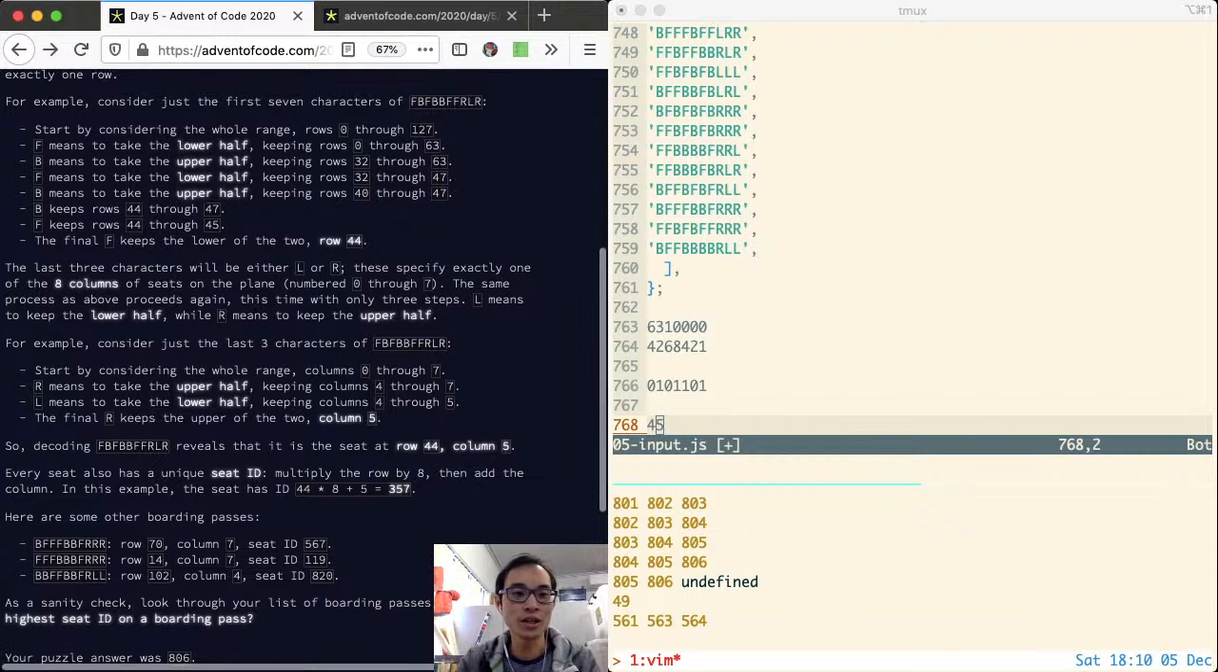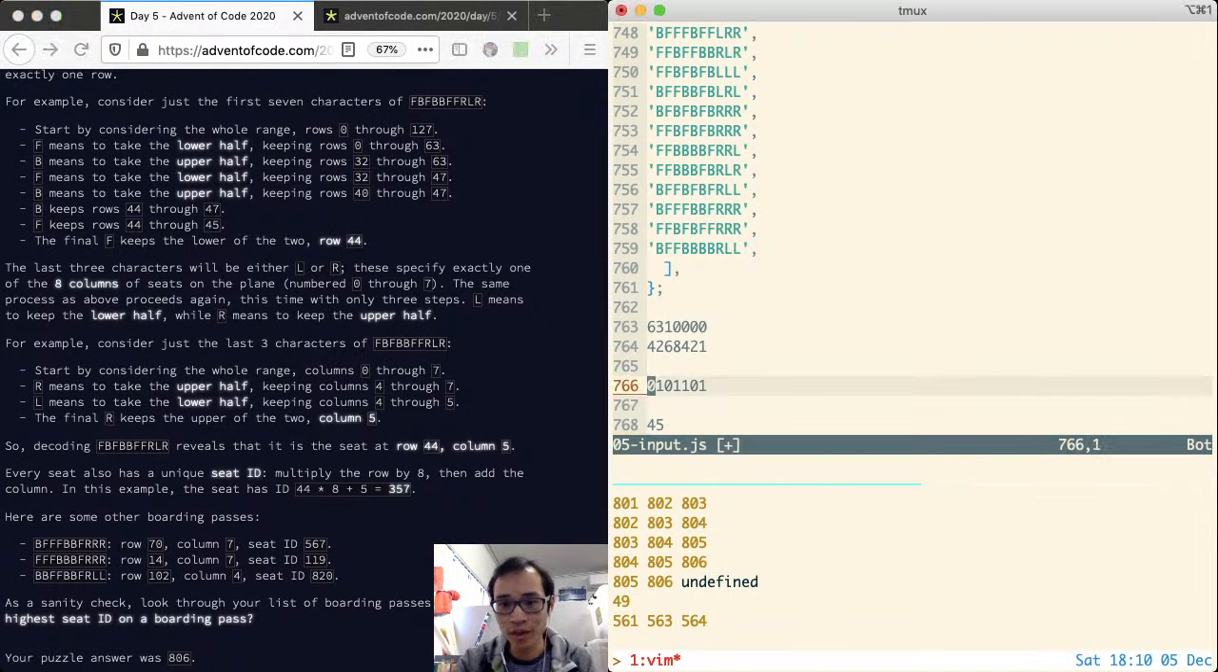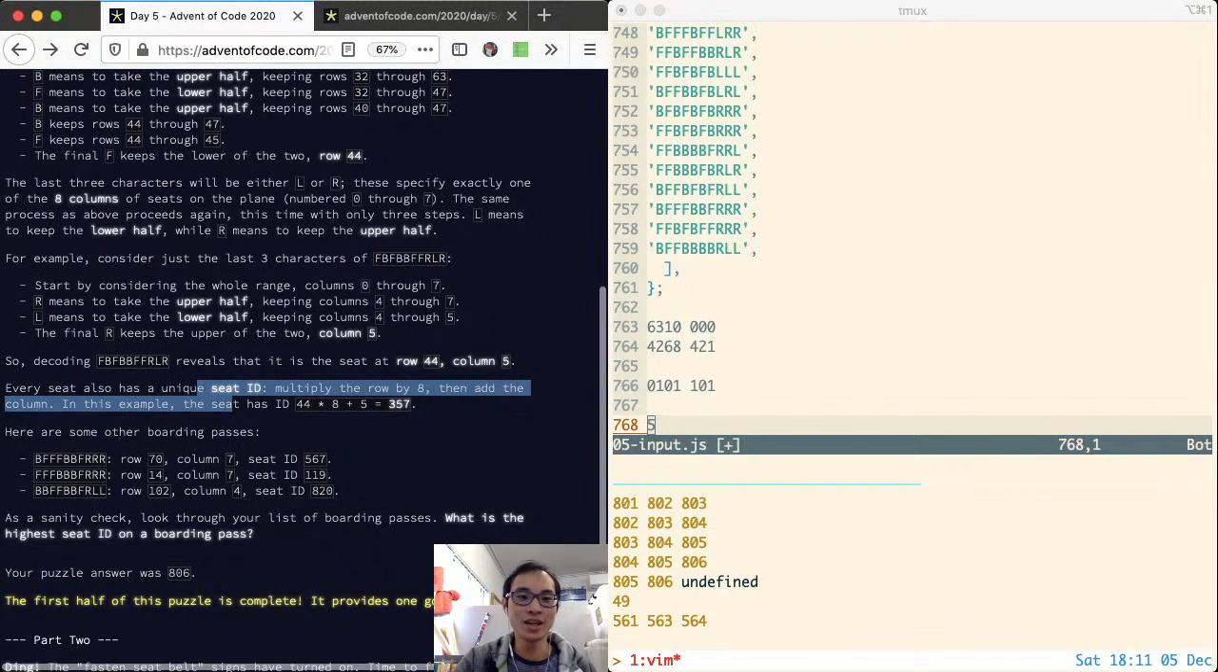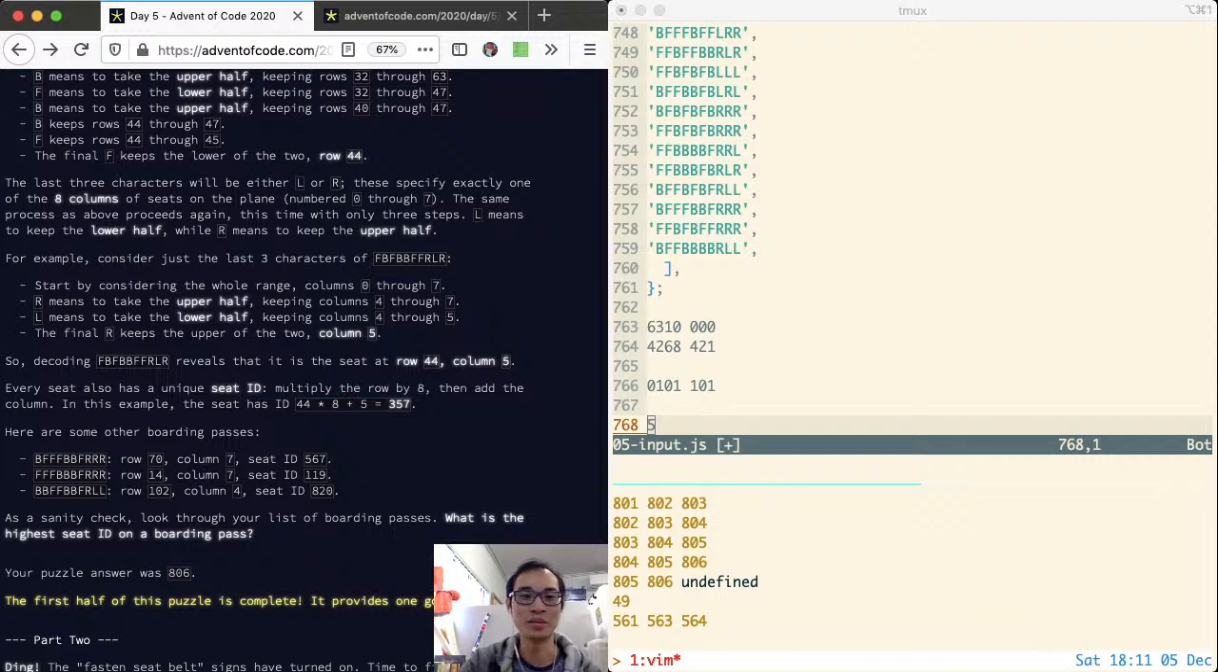If you read on, it says the same thing happens for the column, and that's pretty straightforward. The column is just R, L, R in this case. R means the upper half, so R's are ones and L's are zeros. So you can see that 1, 0, 1 in binary is 4 plus 1, which is 5. And so that's the column. Now the trick here is that it says the unique seat ID is you multiply the row by 8, and then you add the column.